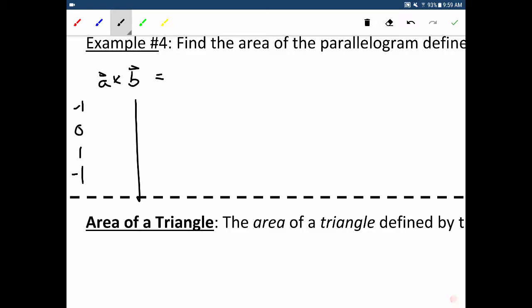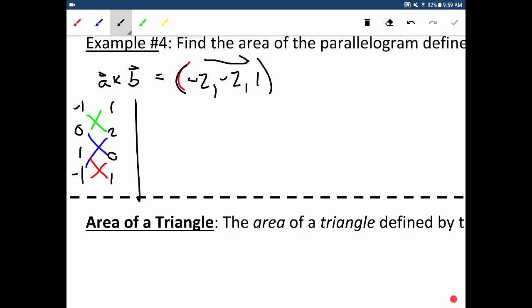Just make sure I got that right. And then we have 1, 2, 0, 1. And then we do that times that, times that, and that times that. So we get -2 for x, and we get -2 for y, and we get 1 for z. And there we go. So there's our cross product.